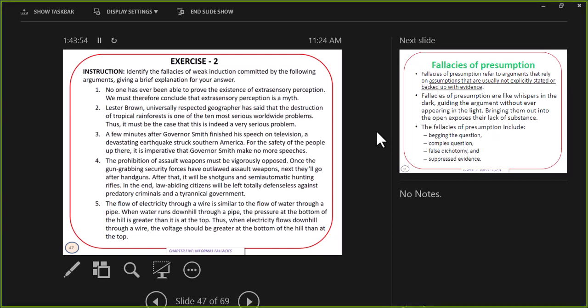Example, question number 1. No one has ever been able to prove the existence of extrasensory perception. Very good. No one has ever been able to prove the existence of extrasensory perception. Therefore, we must conclude that extrasensory perception is a fiction. It does not exist. Which fallacy of weak induction is committed in this passage? And why? No one has been able to prove the existence of extrasensory perception. We must conclude that extrasensory perception is a myth. Which fallacy of weak induction?